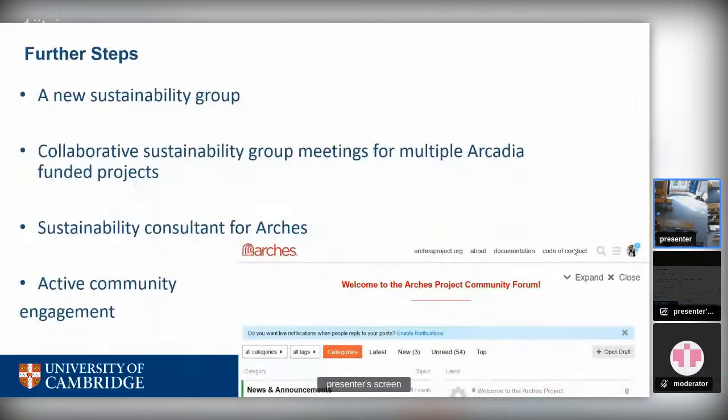We have a new sustainability group that is basically a collaborative group. We have meetings with multiple Arcadia projects where we can discuss how to keep these things running in the long term. Arches also has a sustainability consultant on board. And there has been much more community engagement using the Arches project community forum. So it's very active. You can get very quick support. And also if you come up with a new solution or you know the solutions to errors, you can comment over there.